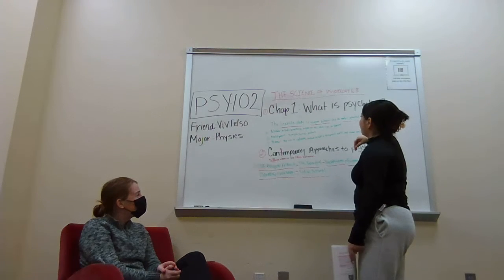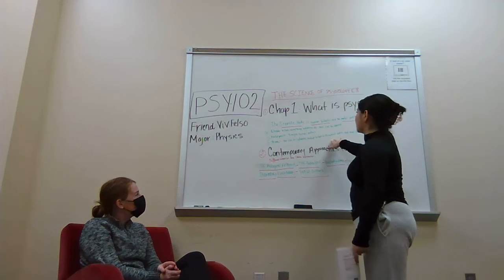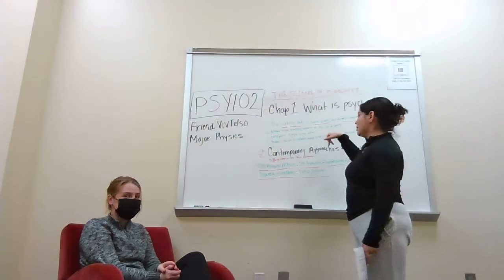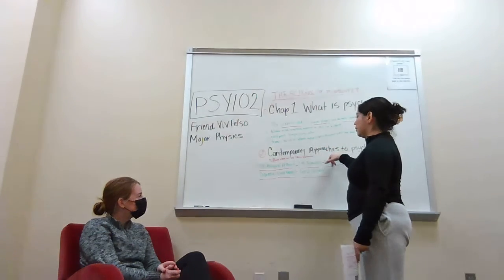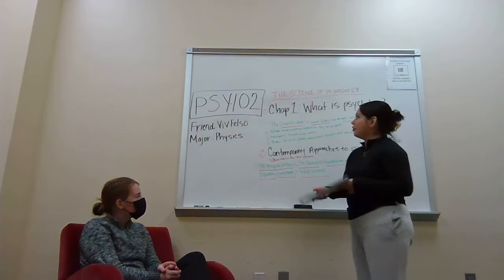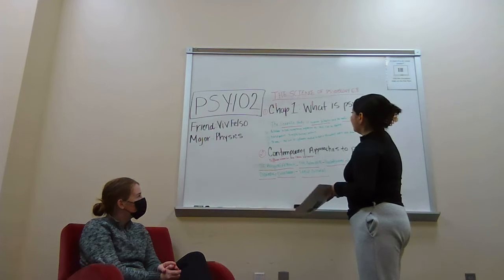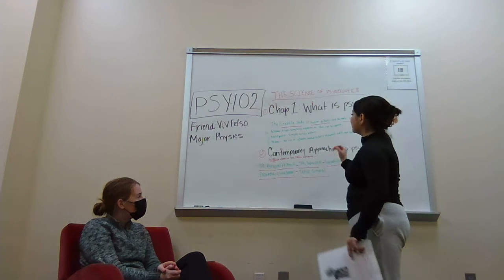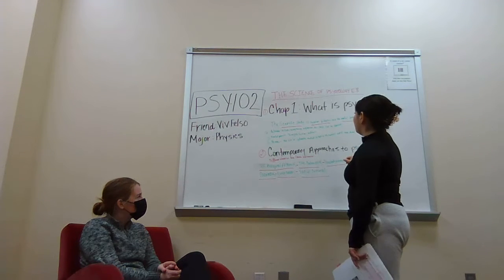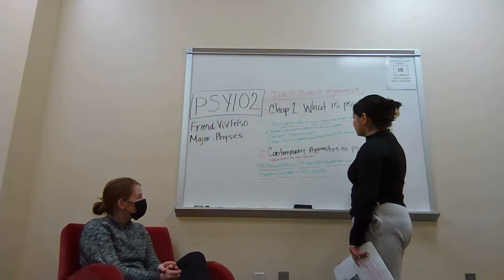And my two main topics are going to be from chapter one, starting off with what is psychology and the seven approaches to psychology. So, starting off, what is psychology? Psychology is defined as the scientific study of human behavior and mental processes.